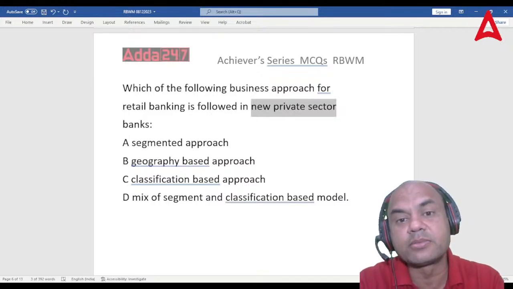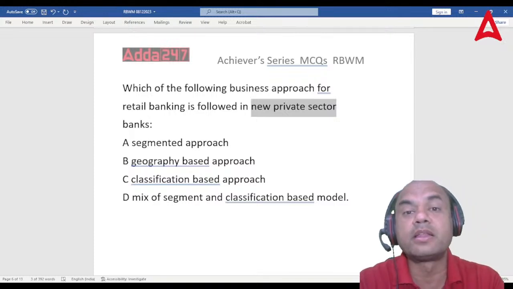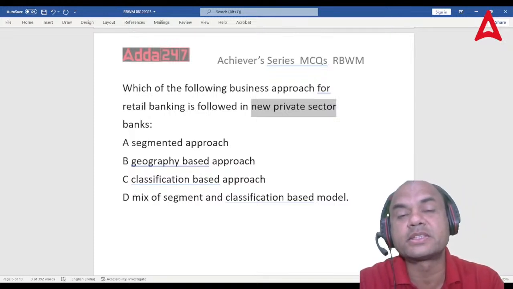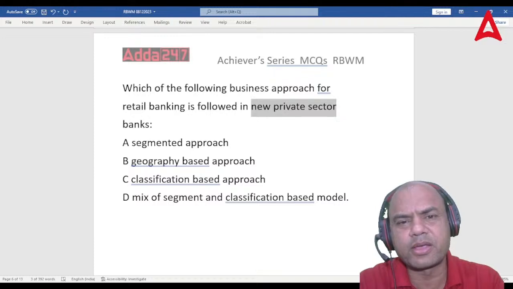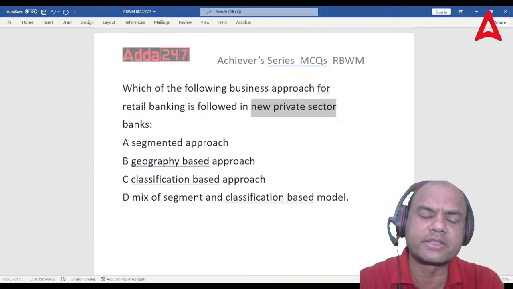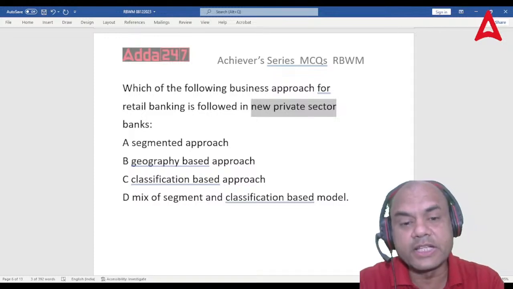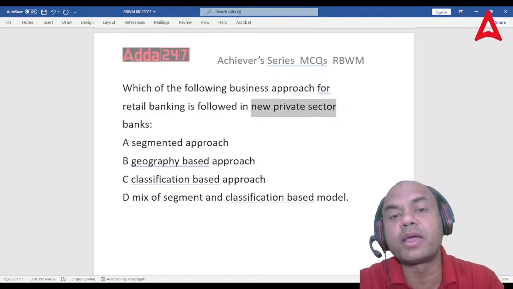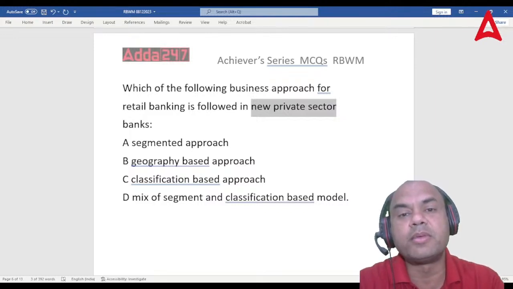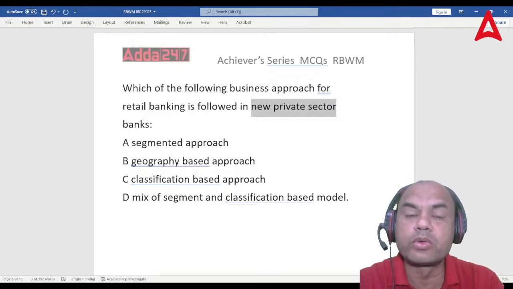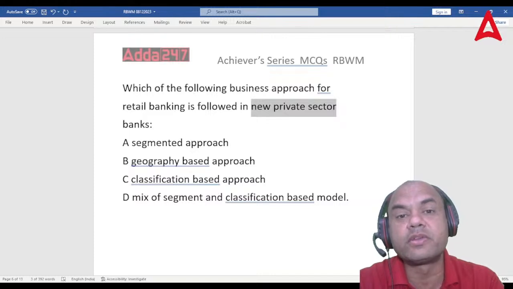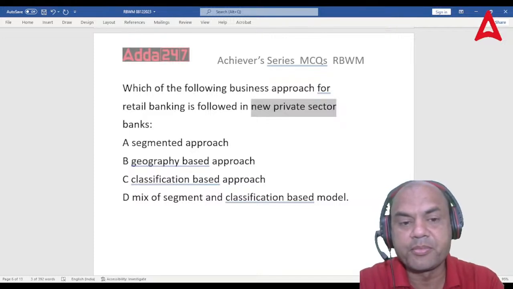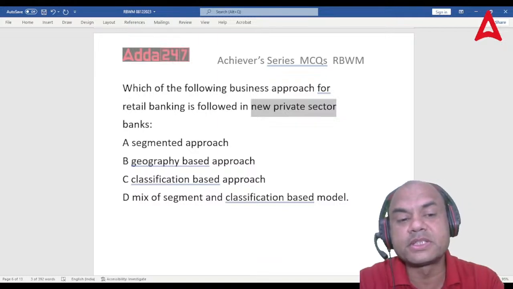But in 1991, the Narsimham Committee gave the report that banking needs to be changed. For that, new private sector banks came in. In 1994, these banks came in generally. Some came in earlier also, but generally 1994. When they came in, they changed the whole scenario of banking. Now we see online banking, and we are shifting more towards app banking, right? Why is it? Because of the competition given by these private sector banks. So now, which business approach for retail banking is followed by these new private sector banks?